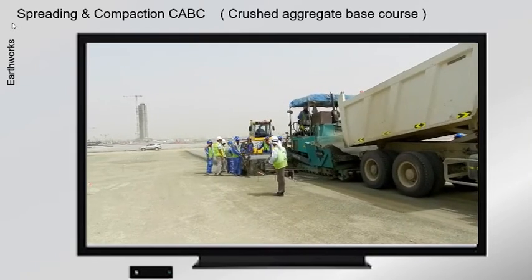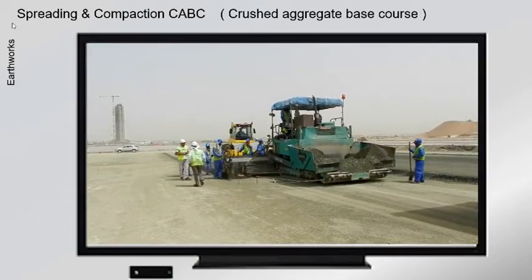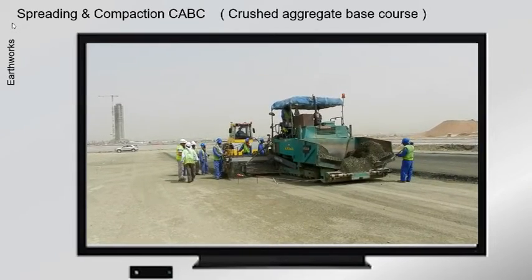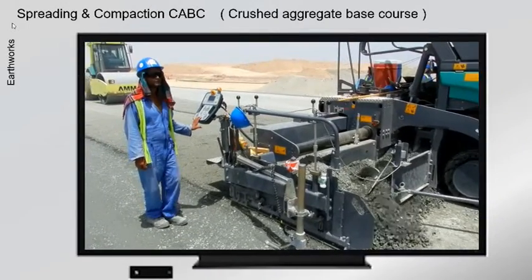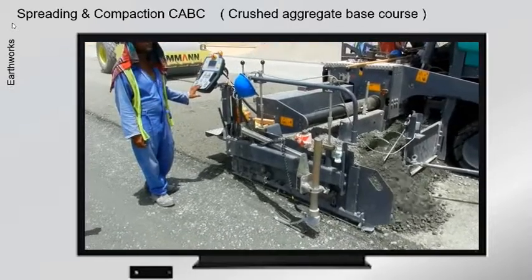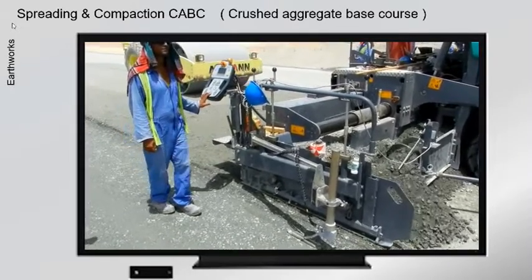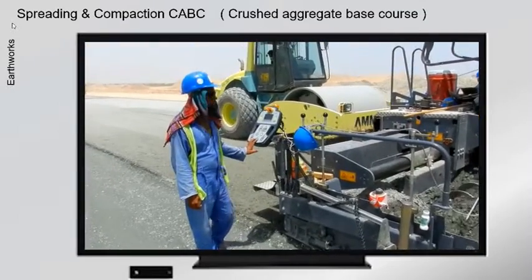After verification that the finished subbase layer is within the specified tolerances, the surveyors establish string lines with support pins at 10 meters centers. The mixed aggregate base course is delivered by tipper trucks to the job site and tipped into the paver's hopper. Generally 6 to 7 trucks are required.